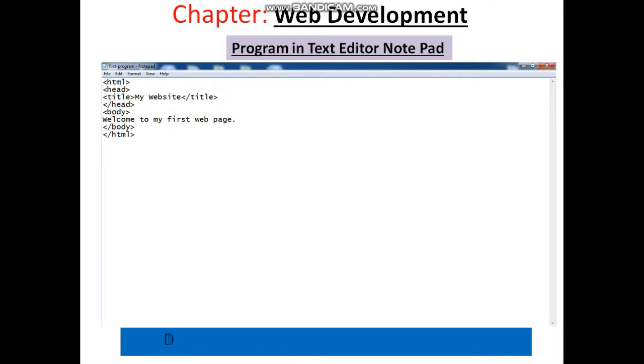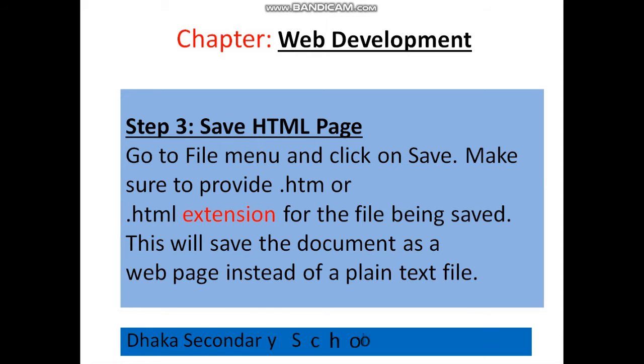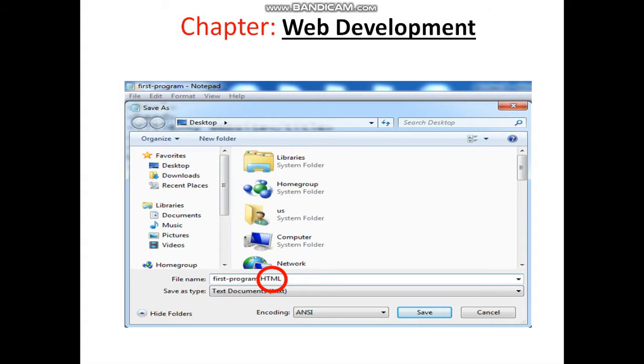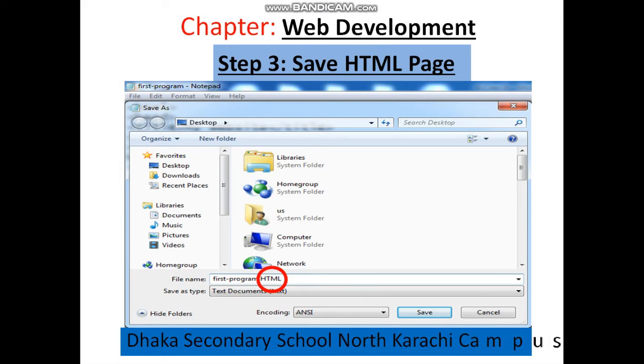Step number 3, save HTML. When we complete our program, then we save our program with the HTML extension like this. This is the necessary option when we are going to save our file, .html. This is the third step.